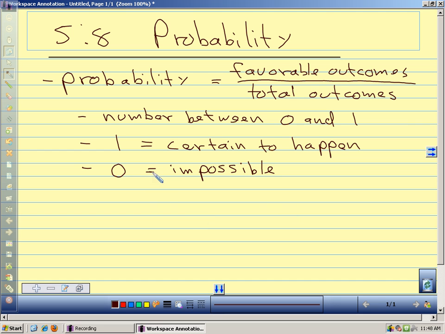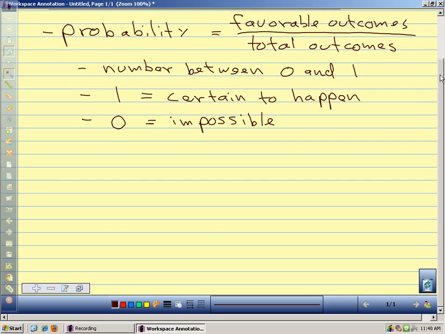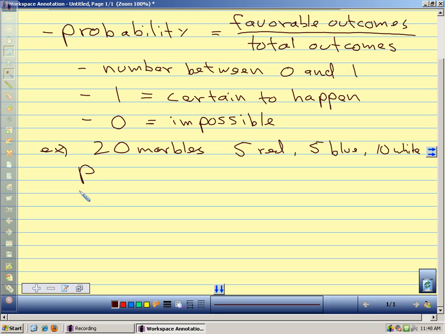Let's do a quick example problem with probability, and then we'll talk about what it has to do with geometry and with area. So we have some kind of container with 20 marbles. And we have 5 red, 5 blue, and 10 white. And we want to figure out the probability, and usually what we write is just a capital P for probability, of picking out a red marble.